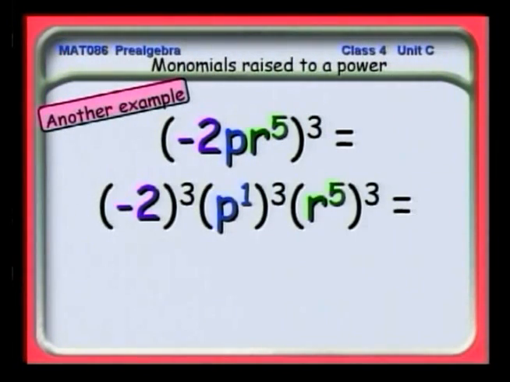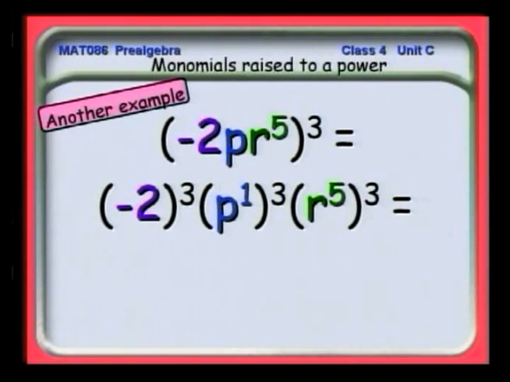Let's look at another case. Now, the other thing I can do, if I have a monomial multiplied to a power and it has various factors in it, a coefficient and more than one variable, each one of those is individually multiplied to that power. So minus 2 p r to the 5th power, that whole thing cubed, is going to be minus 2 cubed times p to the 1st power, or just p cubed, times r to the 5th power cubed.